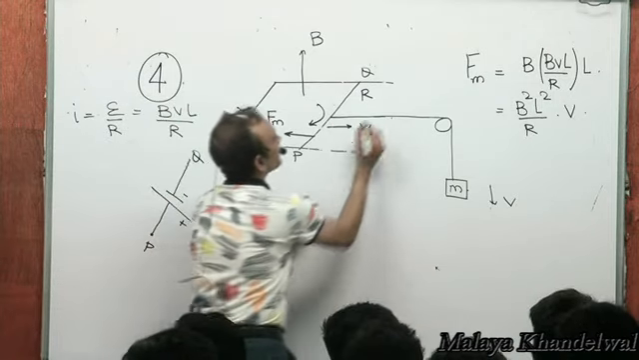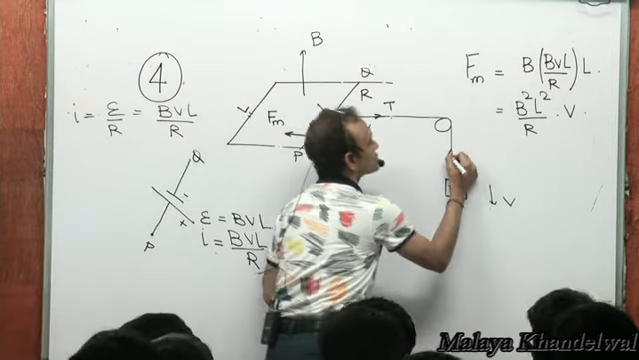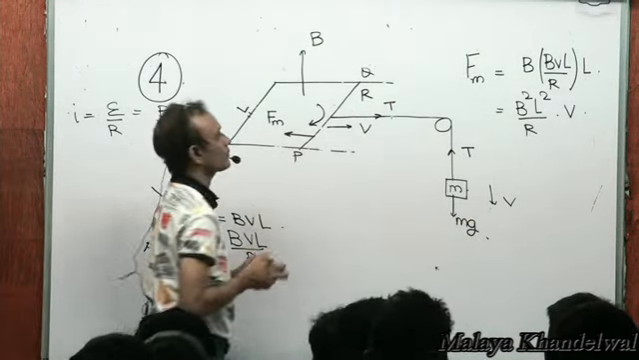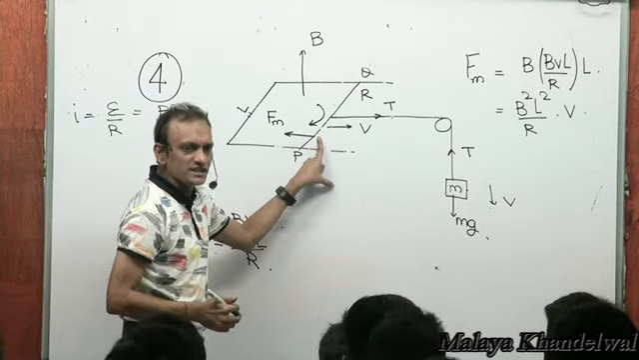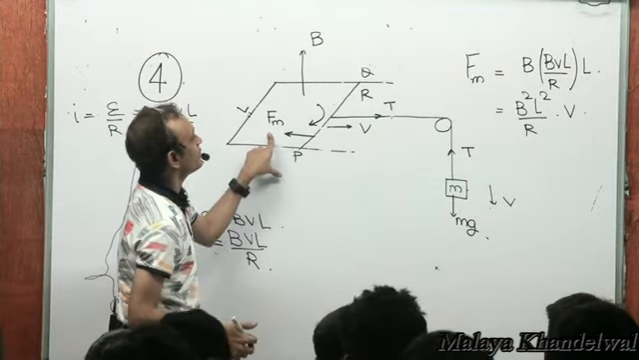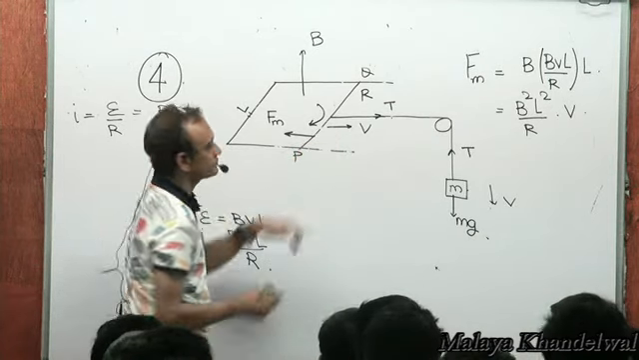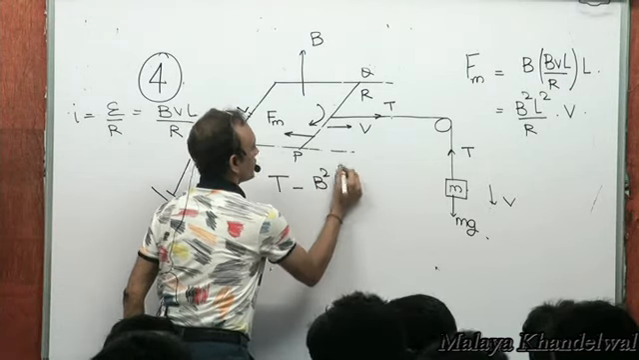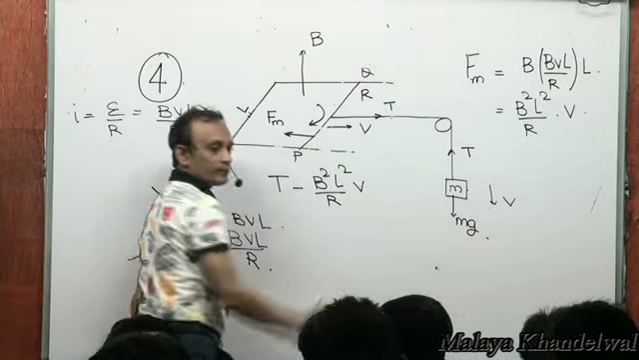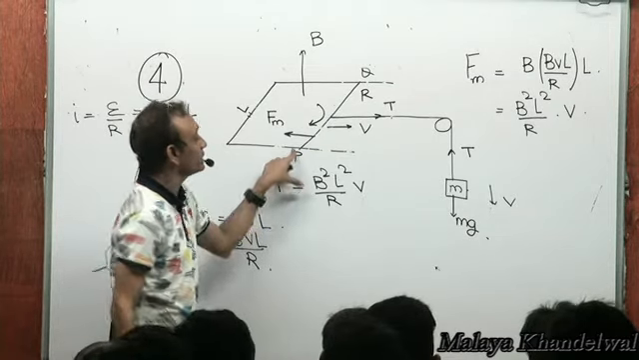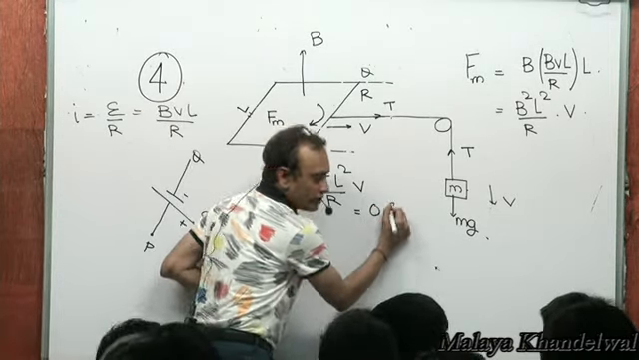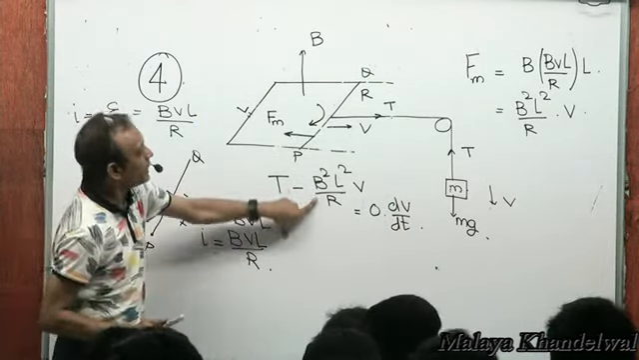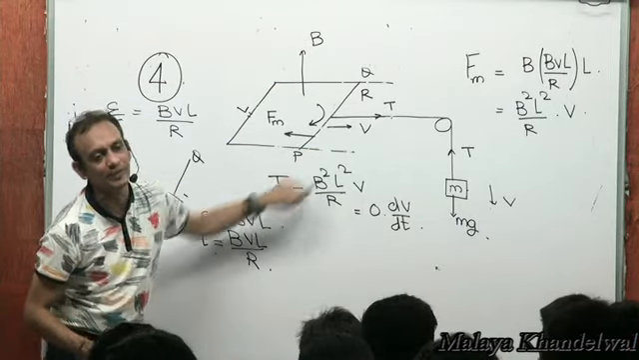Easy to see that if T is the tension in the string at this instant of time, since the rod is massless, T minus Fm would be m dv/dt. Fm is B squared L squared by R into V. That's the net force. Free body diagram of the connector: that must be the mass of the connector, which is 0, into dv/dt. So T becomes equal to the magnetic force, B squared L squared V by R.